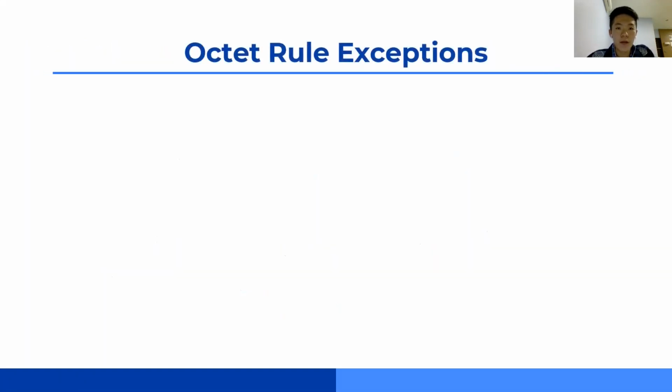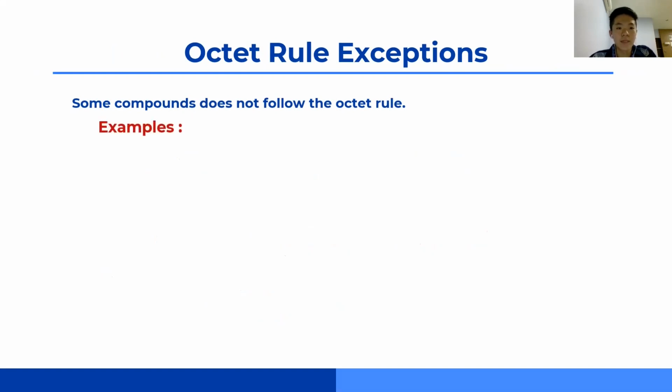Next, we're going to talk about octet rule exceptions. Some compounds do not follow the octet rule, but they actually exist in this world. So we're going to look at some examples. The first one is sulfur hexabromide. So sulfur is the central atom and the bromines surrounding sulfur are bonded with sulfur with a single bond.